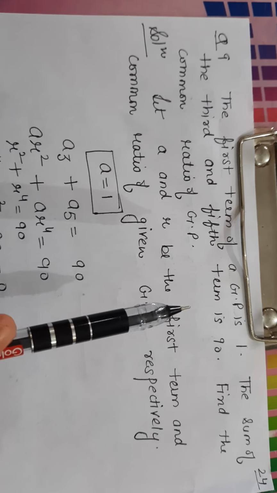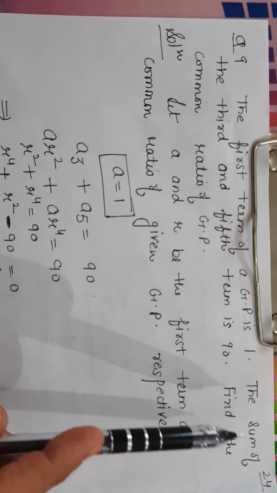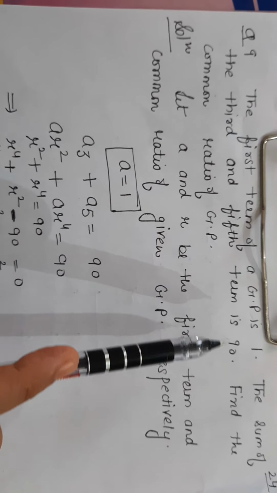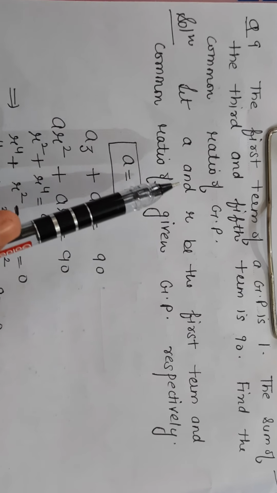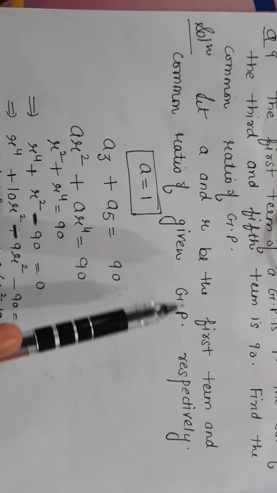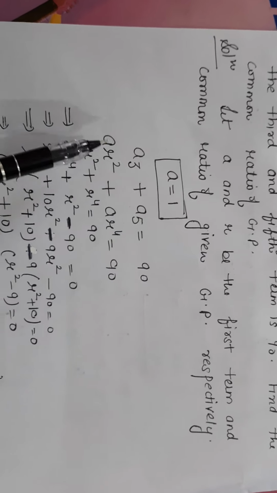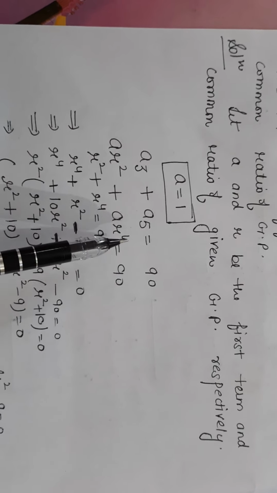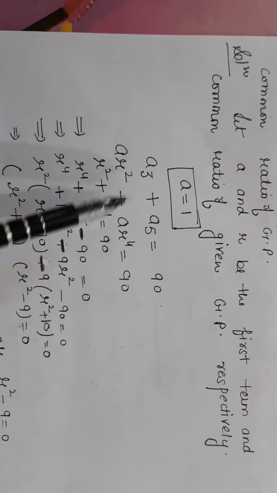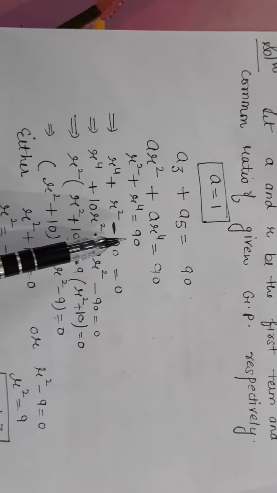Question number 9. The first term of a GP is 1. The sum of third and fifth term is 90. Find the common ratio. Now let A be the first term and R be the common ratio of the given GP. We are given A is 1 and the sum of third and fifth term is 90. The third term is A into R square, the fifth term A into R raised to the power 4, sum is 90. Put the value of A equal to 1. You will get R square plus R to the power 4 is equal to 90.